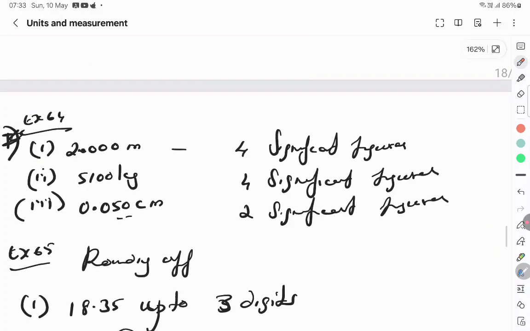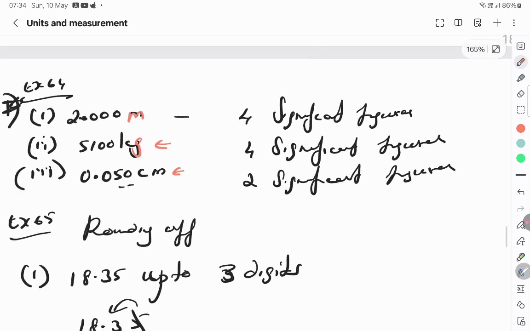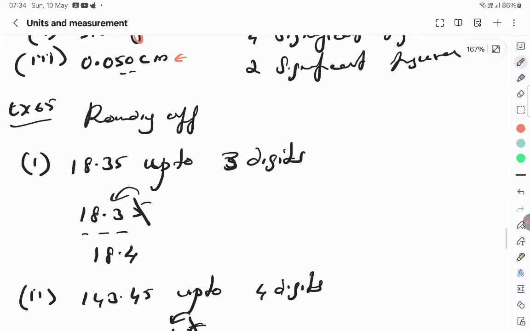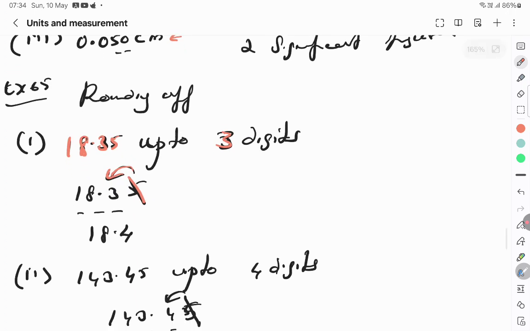So the first question is this example 64. It's coming with a meter, so everything is significant. So 4 significant figures. It comes with a kg, so 4 significant figures. Next one, this is zeros in the past can be ignored, so 2 significant figures only. Rounding off. Okay, so supposing they're asking you to round off 18.35 up to 3 digits. You're dropping off a 5 in that case. The previous number is an odd number, increase it by 1.